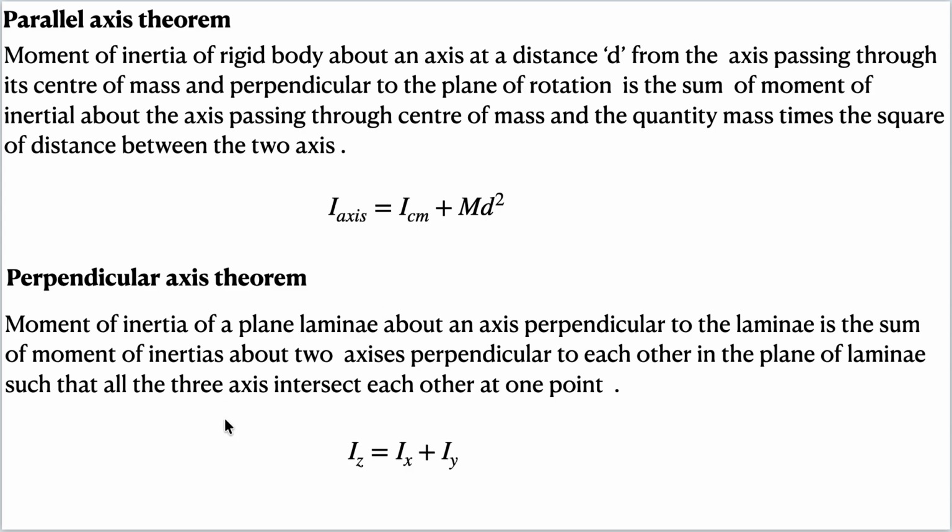Perpendicular axis theorem. Moment of inertia of a plane lamina about an axis perpendicular to the lamina is the sum of moments of inertia about two axes perpendicular to each other in the plane of the lamina, such that all three axes intersect each other at one point. So in mathematical terms we can write Iz equals Ix plus Iy.